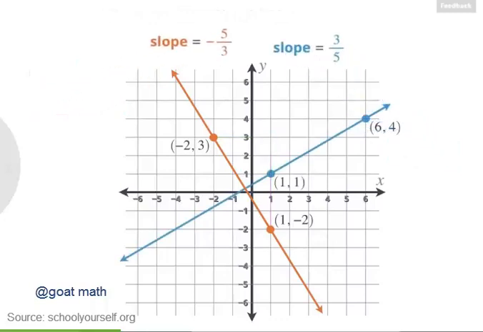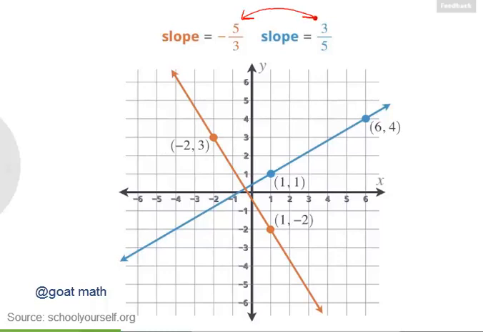So let's take a look at the slopes of these two perpendicular lines. It looks like they're related. This slope is negative and this slope is positive, and they're both fractions, but the numerators and denominators are flipped. Let's see if we can prove that perpendicular slopes are related like this.